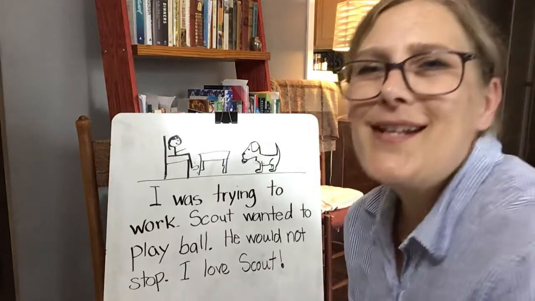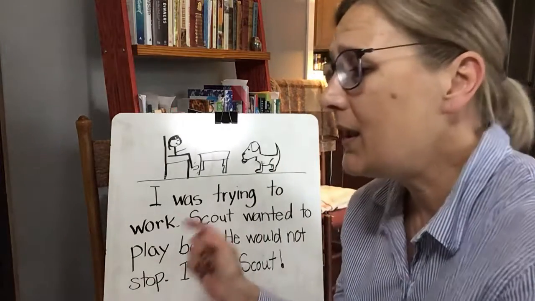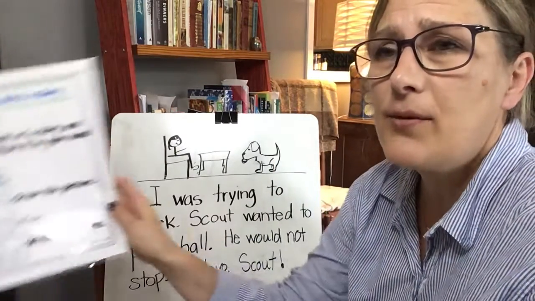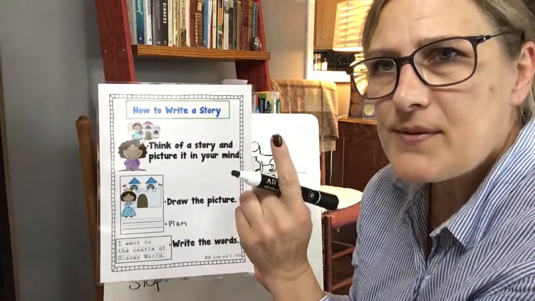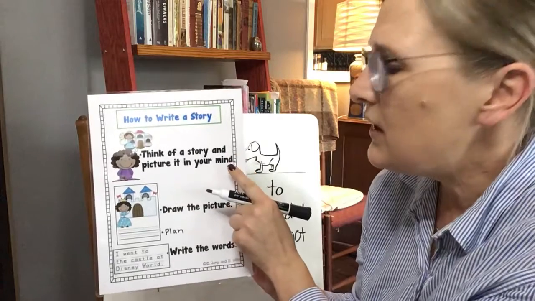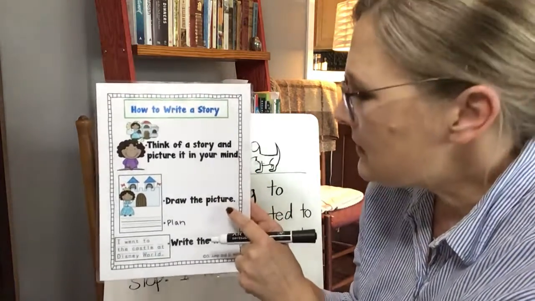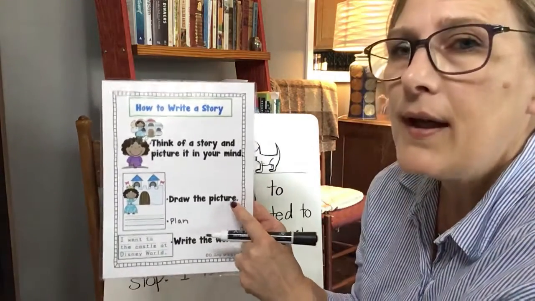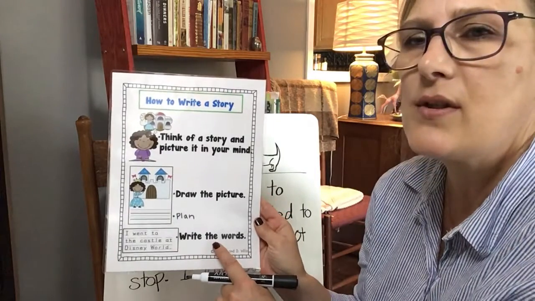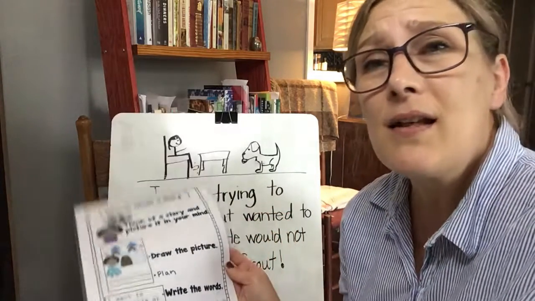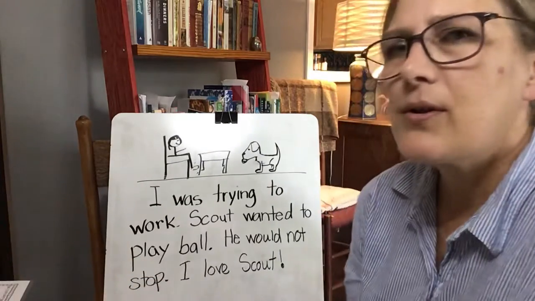Okay, so today I shared a small moment story with you, and I used our anchor chart to help me get my ideas. Let's just see if you guys remember all the steps to writing a story. First, you think of a story and you picture it in your mind. You can say this with me. Next, you draw the picture. Then you make a plan, and last, you write the words as best you can. And does it need to be perfect? Nope, just your best.